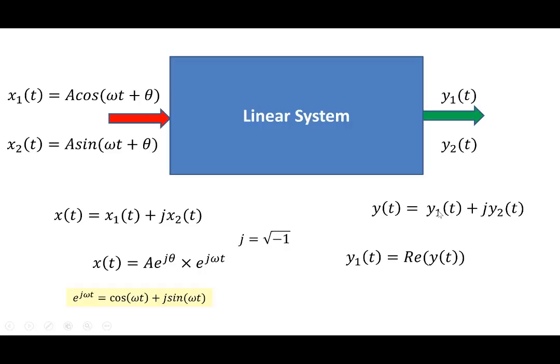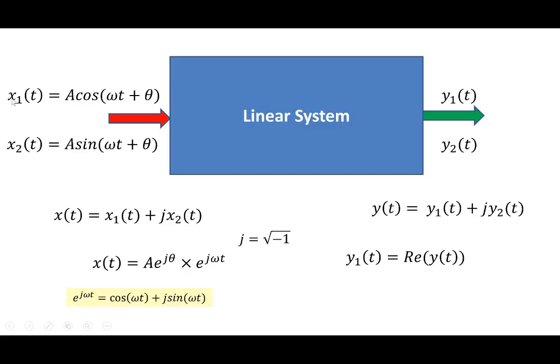So the idea is as follows. You are actually interested in the response of the circuit to x1. But what we are saying is, suppose you find the response of the circuit to x(t), which is x1(t) plus j x2(t). If you find the response to x(t), which will be y(t), which is y1(t) plus j y2(t), then the response to x1 would be nothing but the real part of y(t). Now, why are we doing this complicated thing?